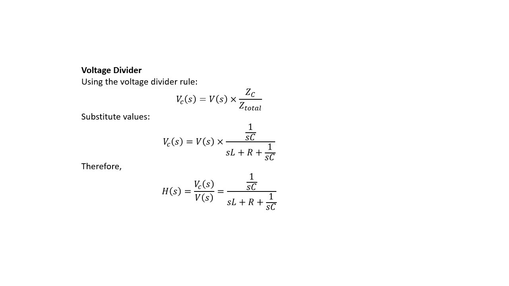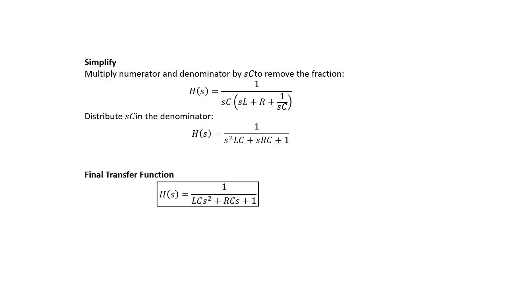So the resulting equation will be H of S is equal to 1 over SC into bracket SL plus R plus 1 over SC. Then you are going to open the bracket by multiplying SC throughout. So the resulting equation, which is H of S is equal to 1 over S squared LC plus SRC plus 1, is the overall transfer function.